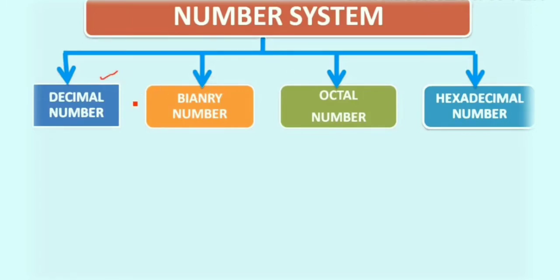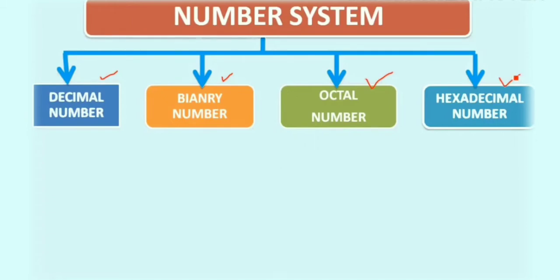First is the decimal number system, which is widely used in mathematics. All the numbers that we use in mathematics are in the decimal number system. Second is the binary number system, third is the octal number system, and fourth is the hexadecimal number system. In this video we will discuss, one by one, the properties of these four number systems.